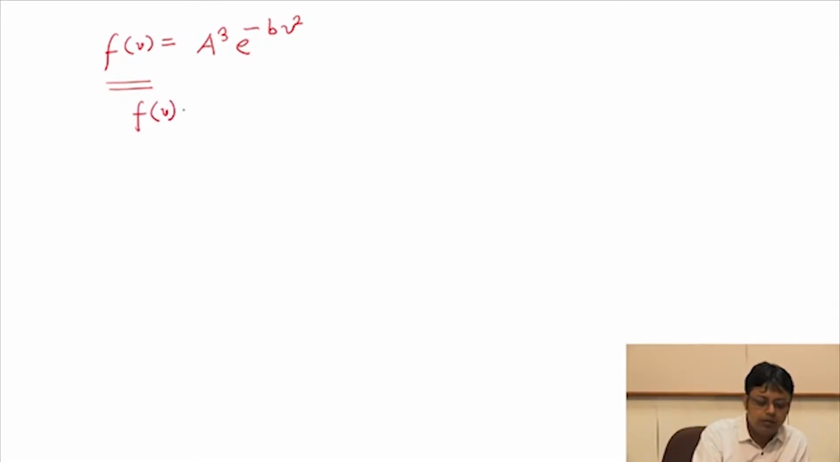that will give me the actual total probability, and the total probability must be equal to 1. So if I integrate it over the entire volume, I should get the value equal to 1. This volume, again, is in the velocity space.